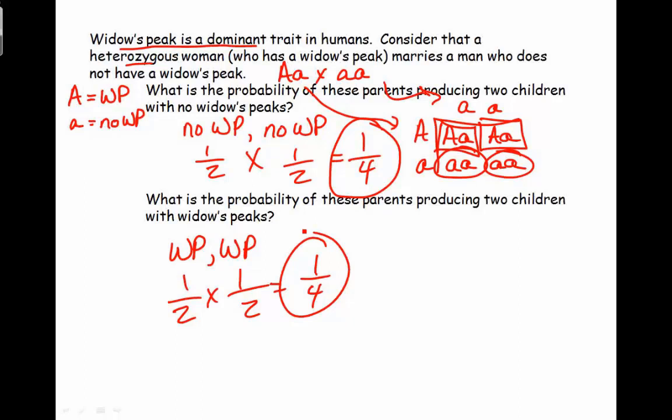If we throw in just one more gene into all of this, we've got our widow's peak. Now we're going to have an earlobe gene. So widow's peak, if we go back and we write our A's over here on the side, we said capital A was going to be widow's peak, lowercase a is going to be no widow's peak. Now we've got a B gene for our earlobes.